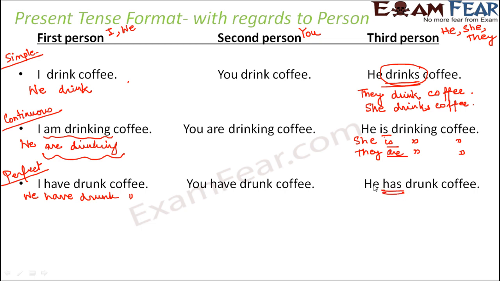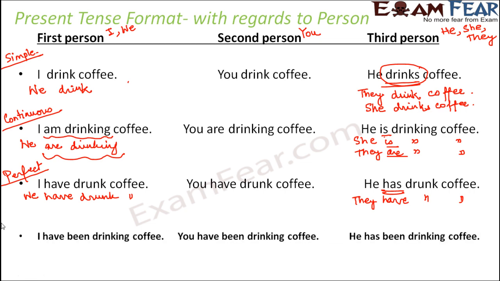So has is always used with third person singular number, not with plural number. So if you have they, it would be have. They have drunk coffee, but he has drunk coffee or she has drunk coffee. Please remember this. These are very small things, but they are very important, because if you make mistakes in these, then even though you have understood the concept of tense, you still end up making a mistake. So these are important things.